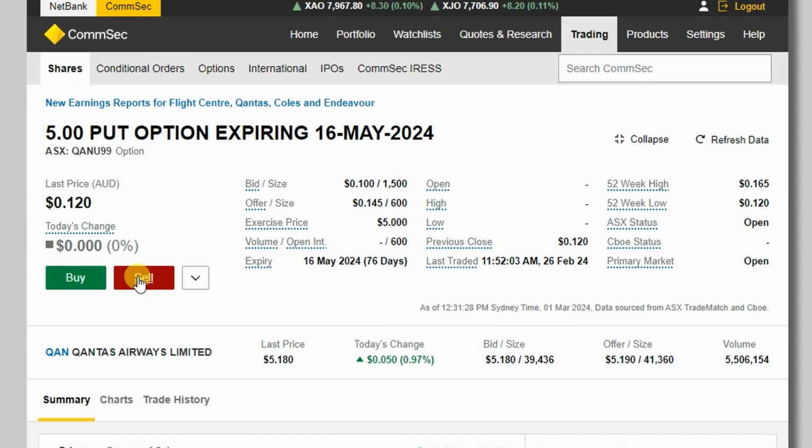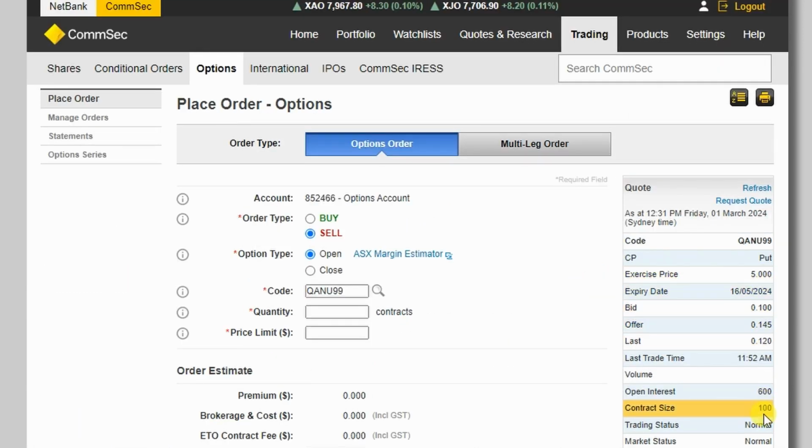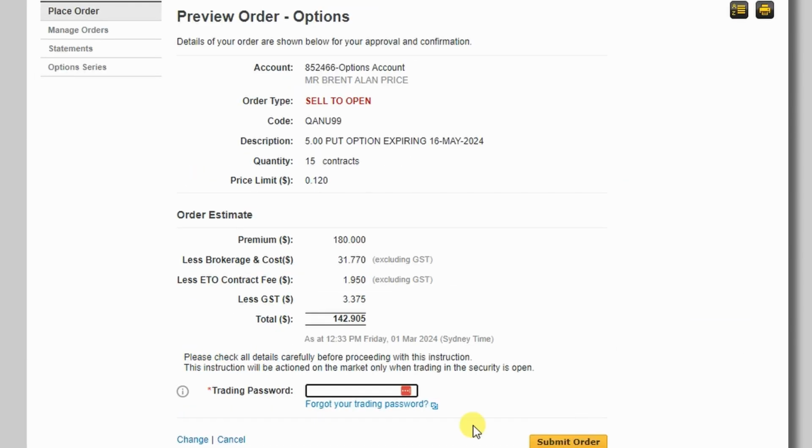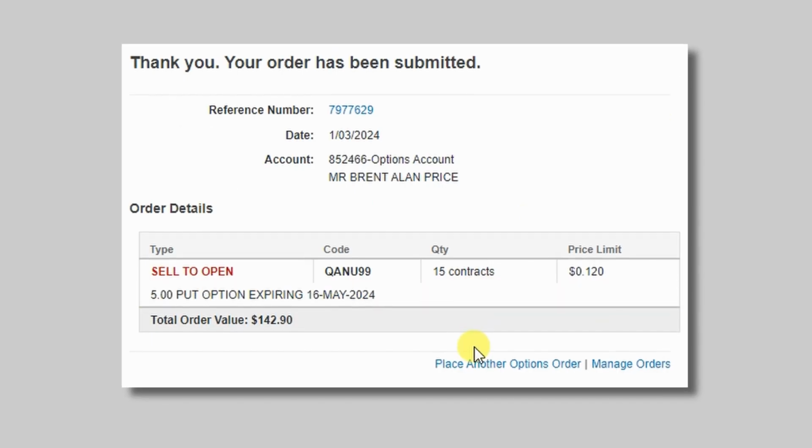So sell to open, exercise at $5 for 100. So for each contract I have to buy 100 shares. That's $500. Let's do 15 contracts. So what that means is I would be buying 1,500 Qantas shares at $5 for an outlay of $7,500. Now if I'm collecting 142 divided by $7,500 times 100, that's about a 1.89% return on my money, so I'll put that to the market and it's good to go, and we'll see if that gets taken.